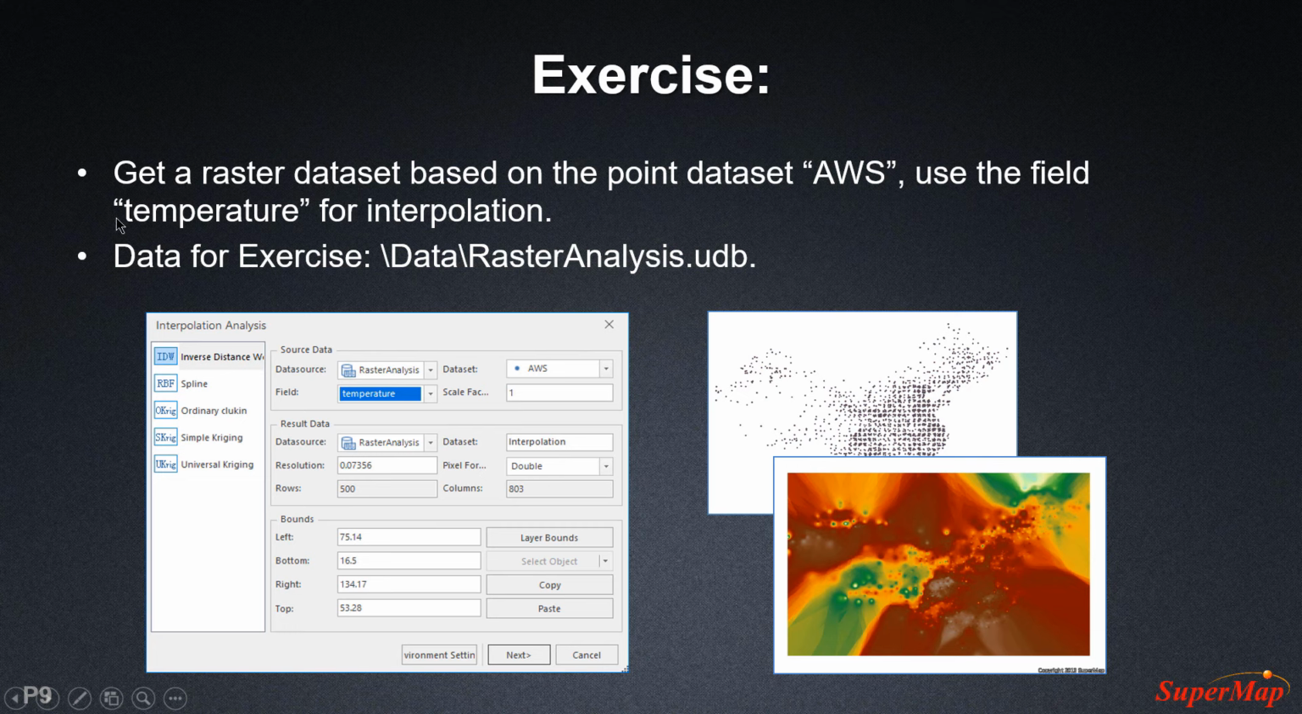And we will use the field temperature for interpolation. The data that we will use in this exercise is contained in the data folder and it's called rasteranalysis.udb. So let's go ahead and do this.